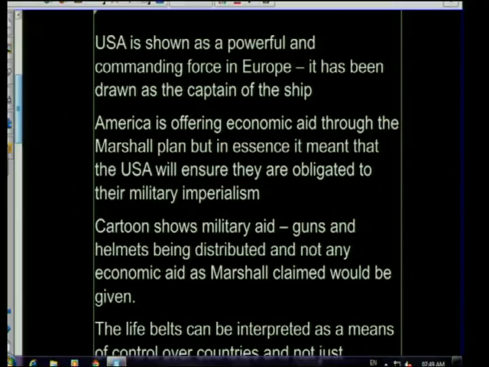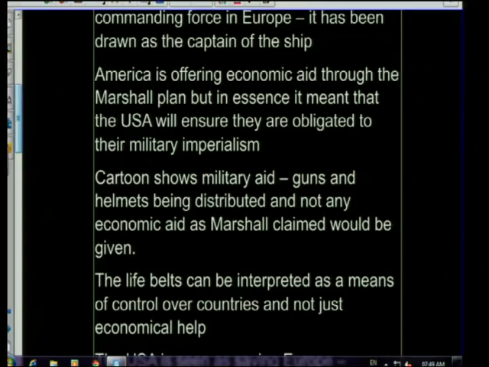The USA is shown as a powerful and commanding force in Europe. It has been drawn as the captain of the ship. Okay, that was General Marshall that I circled in the cartoon earlier on. America is offering economic aid through the Marshall Plan, but in essence, it meant that the United States will ensure that they are obligated to their military imperialism.